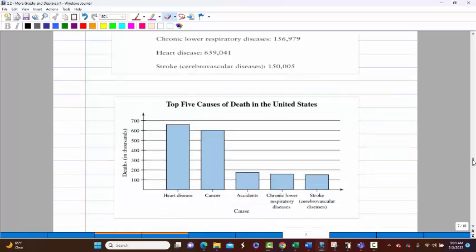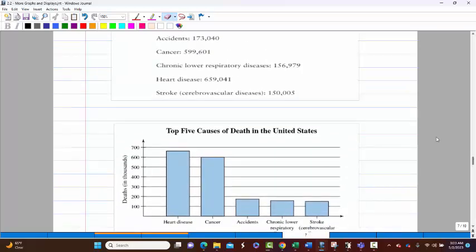But here, it's taking the largest one first, which is heart disease. Right there is the largest. Plotting that one, that's in hundreds and thousands. Cancer was the second most at 599. Accidents, 173, that's third. Lower respiratory right there is 156, and the lowest is stroke, 150. So they're always sorted highest to lowest.